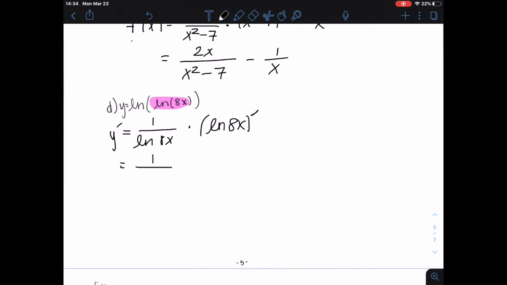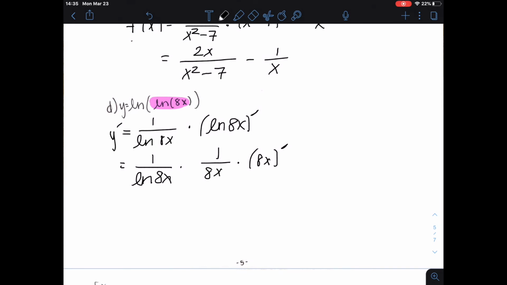So now we go through and take the derivative of this. You get 1 over the inside function, but chain rule again, because the inside's not just x, you have to multiply by the derivative of the inside. Okay? So I'd recommend taking it step by step.